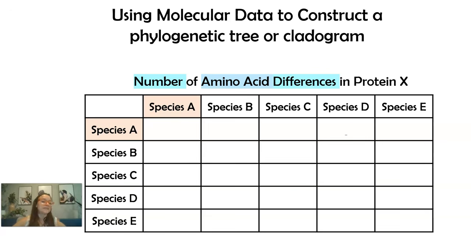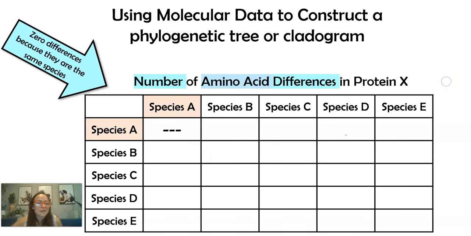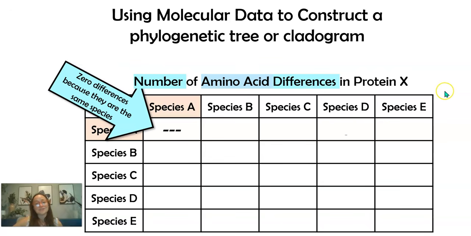Okay, so let's go ahead and see how we fill in a table like this. We're going to compare the species, so we're looking at the number of differences between species A and species B, between species A and species C, etc. If I were to compare the number of amino acid differences in protein X between species A and species A, you would expect to not find any differences because they're the same species. So in a chart like this or a table like this, we'd put just a dashed line or a 0. There are no differences because they're the same species.